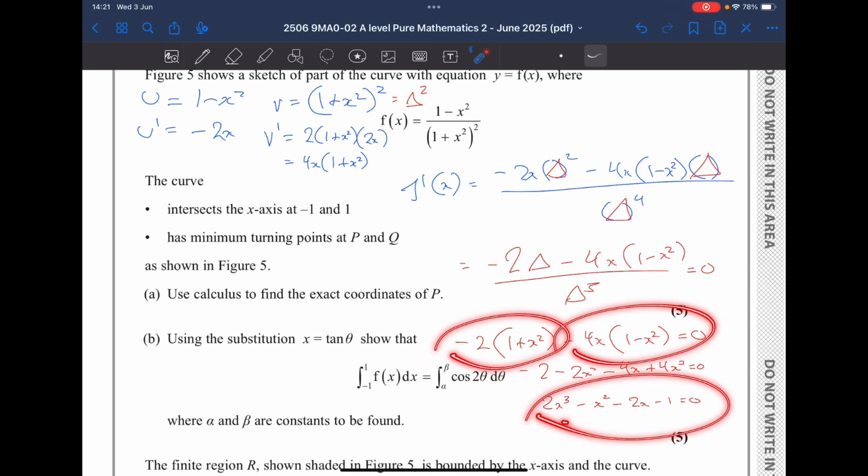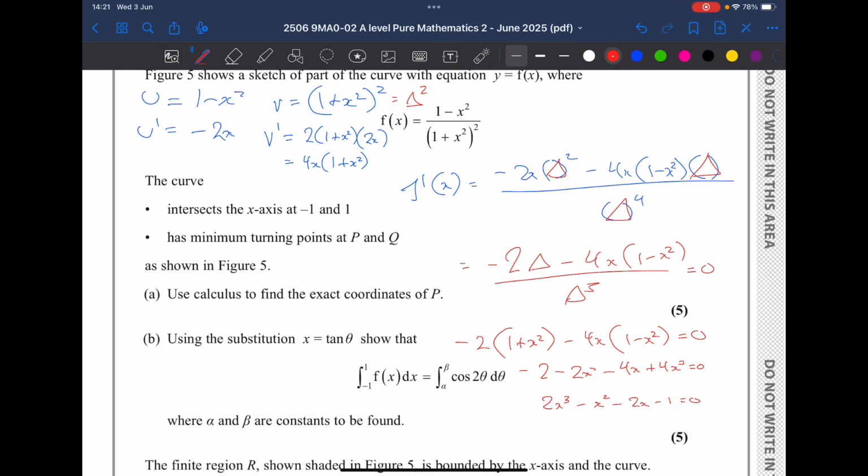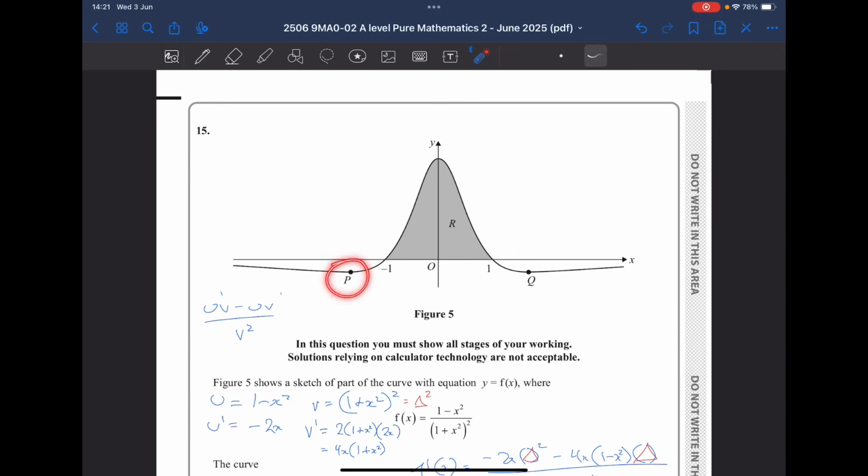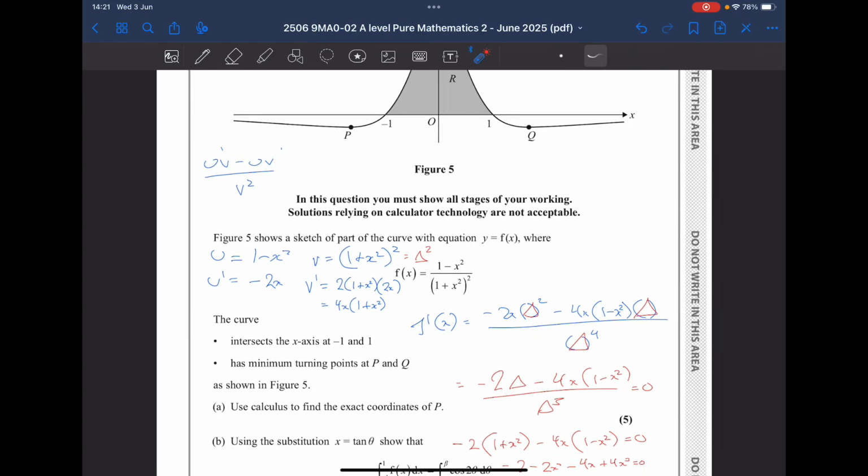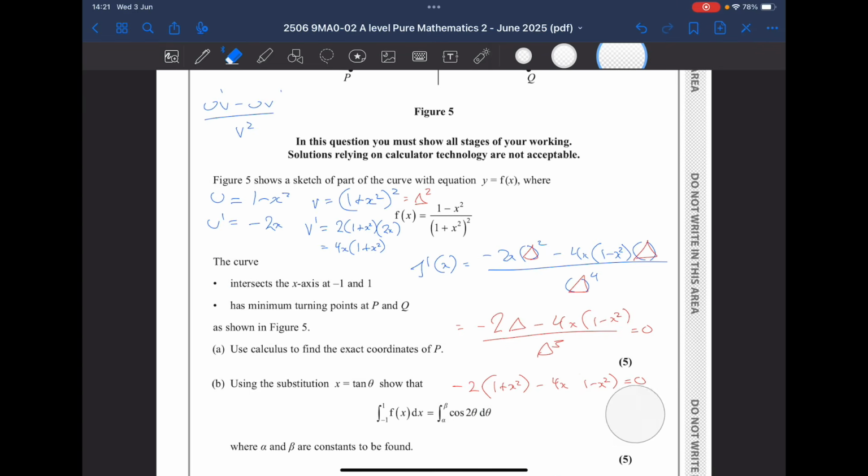Not quite sure, but we'll use a cubic. Use the calculator to solve this cubic, see what it's given us. So we have 2x cubed minus x squared minus 2x minus 1 equals 0. And we get solutions that do not seem right. Something's gone wrong here because we're getting imaginary solutions, and we should have obviously at least 2 real solutions, but only had 1. So let's scrap this off, start again.